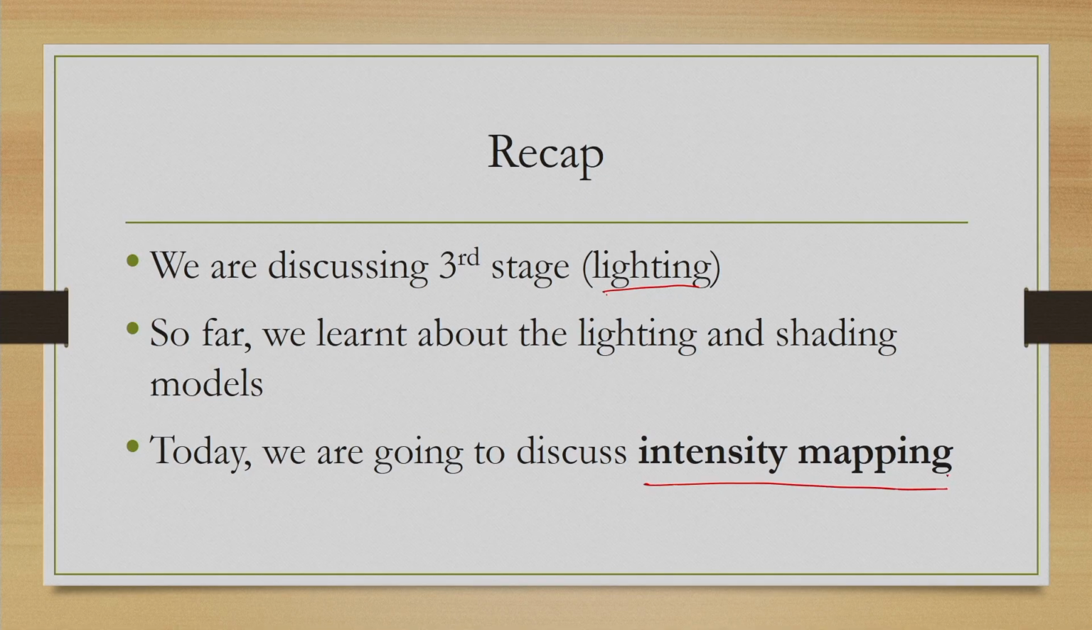One more thing remains, that is how we map the computed intensity values, either using the lighting model or using the shading models, to a bit sequence, a sequence of zeros and ones that the computer understands. That will be the subject matter of today's discussion: intensity mapping. This is the 3rd component of assigning color to an object surface.